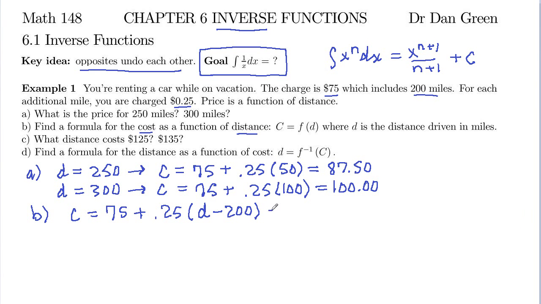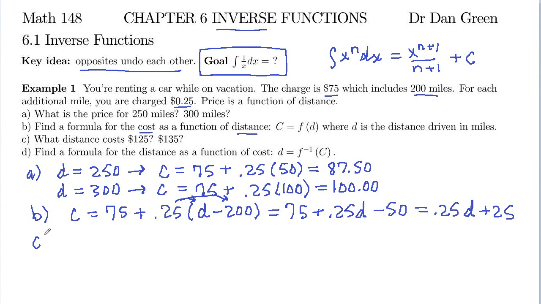Now we can simplify this a bit if we want to. We can multiply that 0.25 in. So this will be 75 plus 0.25d. And then 0.25 times negative 200, so a quarter of 200 is 50, so minus 50. So this will be 0.25d, and then 75 minus 50, 25. So there's our simplified function.